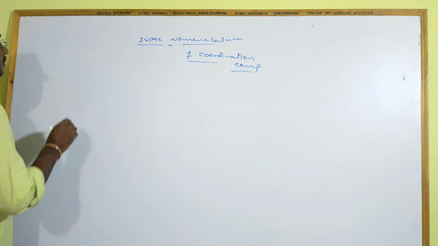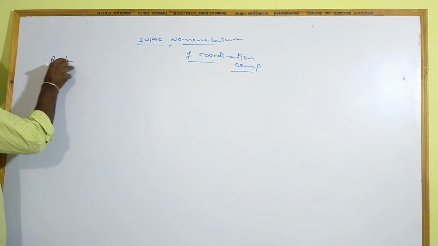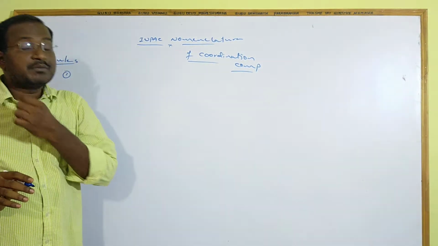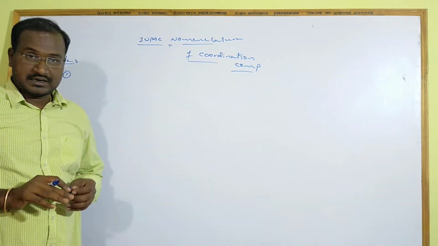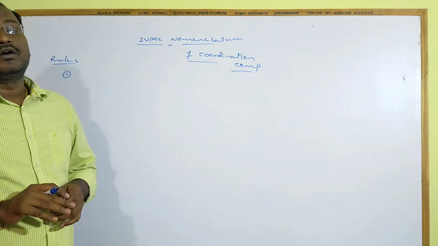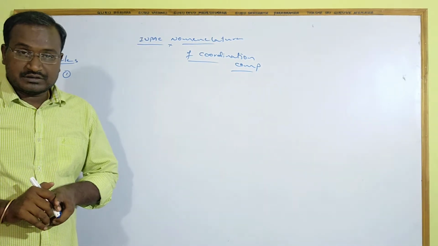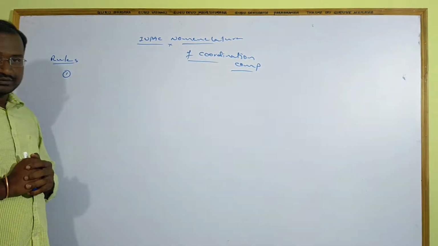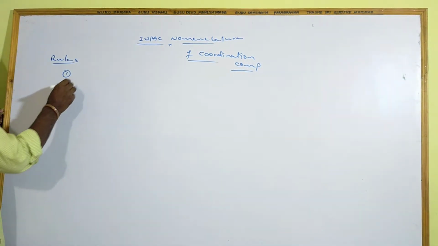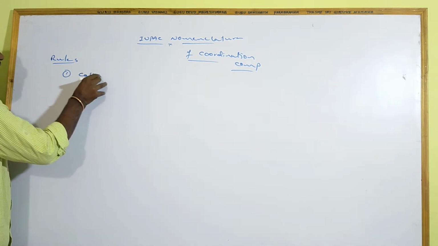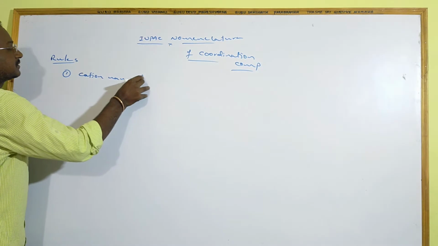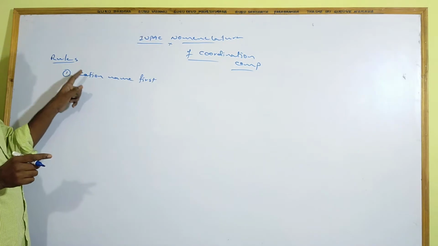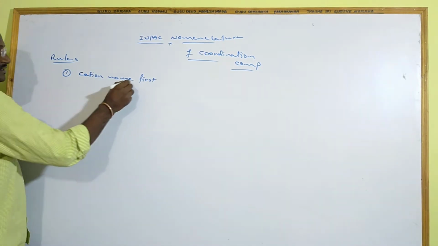First, the rules to write the name of coordination compounds. The IUPAC organization, that is the International Union of Pure and Applied Chemistry, proposes some rules to write the name of a coordination compound. The first rule is that we have to say the cation name first, whether it is a simple ion or a complex ion.